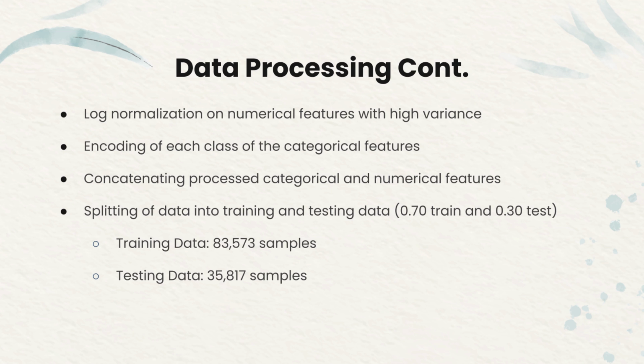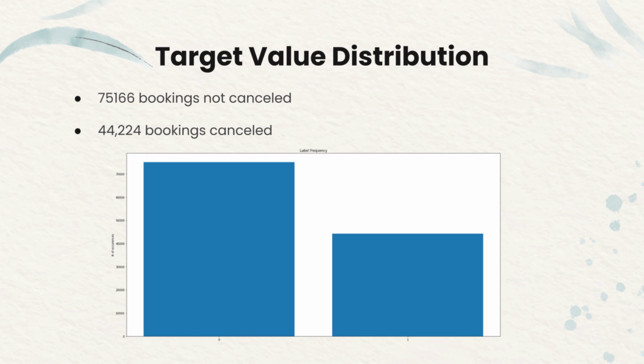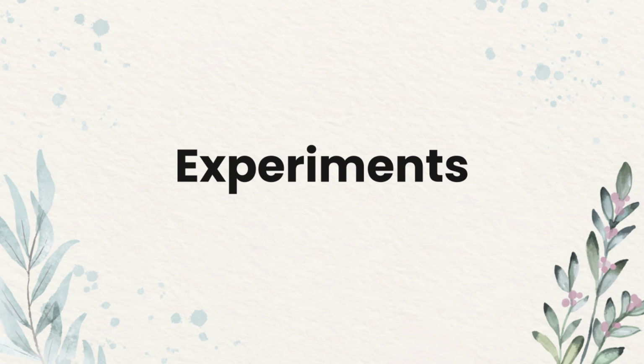I then used log normalization on numerical features that had a high variance, encoded each one of the classes of the categorical features, concatenated the processed categorical and numerical features, and finally split the entire processed dataset into training and testing data. I used a 0.7 to 0.3 split, resulting in the split you see at the bottom of the slide. Here's a little visual representation of how balanced the dataset is. As you can see, about 1/3 of the data are bookings which are canceled. Now let's move on to the experiment.